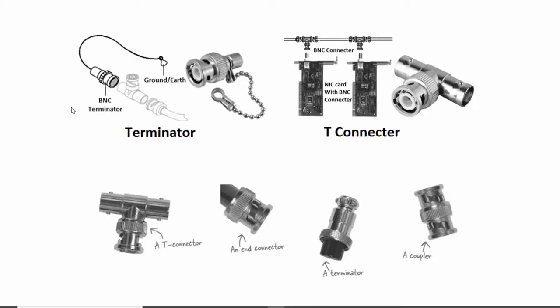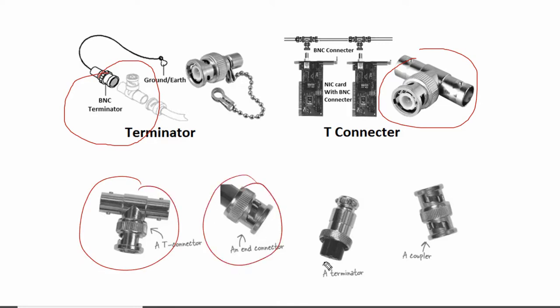So when these connectors are attached to the backbone cable, then they form the T-type topology. In this, a BNC terminator is used, and one cable which is known as ground earth is used. The BNC connector is connected directly with the NIC card. NIC is known as network interface card, which is associated with a MAC address. So this T-type connector is connected with the NIC card, and this is used as a BNC terminator. Terminators are attached to both ends of the cable, and you can see this is the T connector, this is the end connector, this is a terminator and coupler.